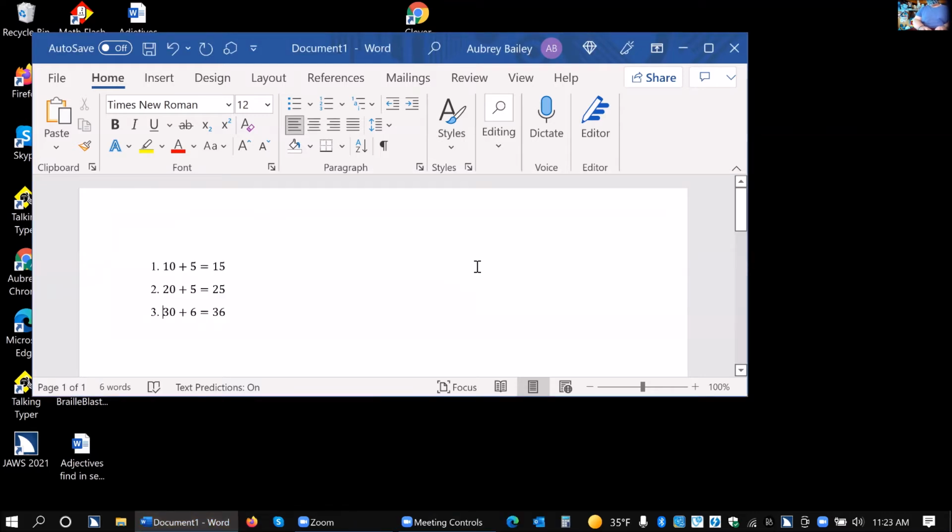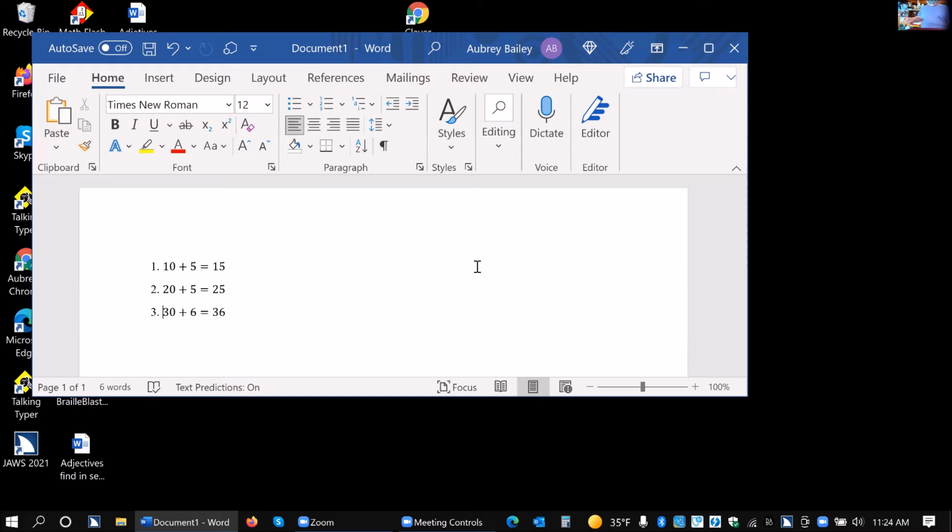Microsoft Word document. Please read that to me. 30 plus 6 equals 36. Good. I want you to read that with your right hand, please, now. Your right hand needs just as much practice. Yep. 30 plus 6 equals 36.